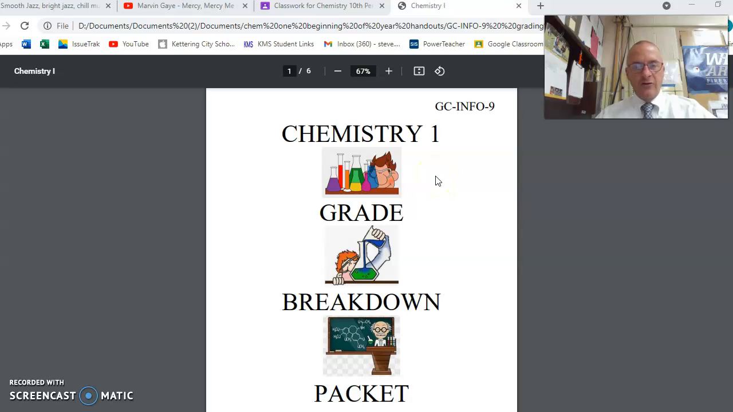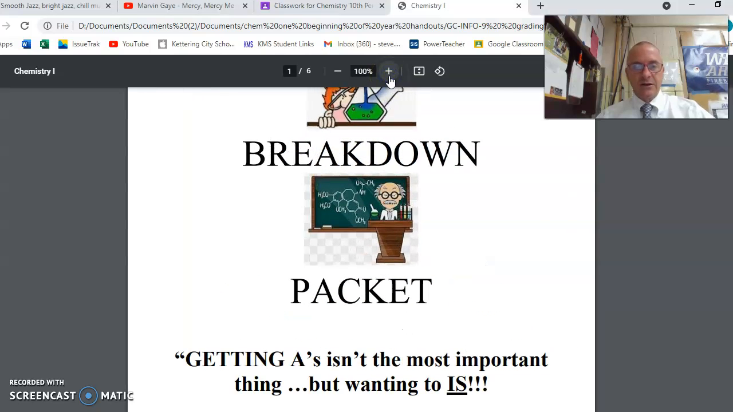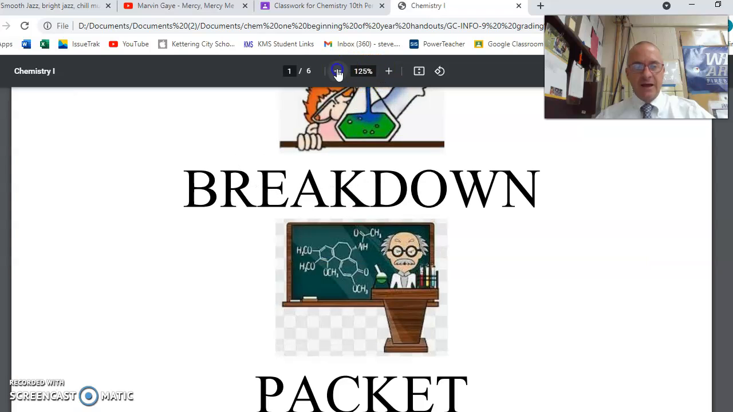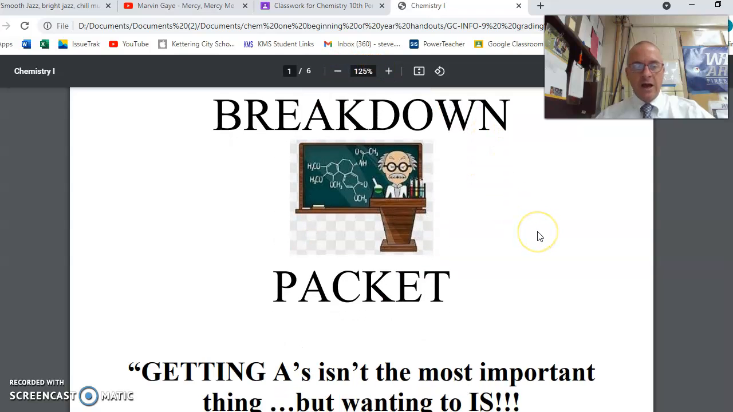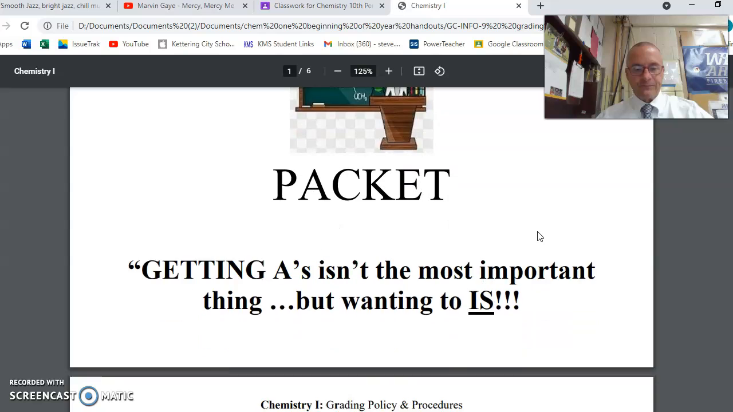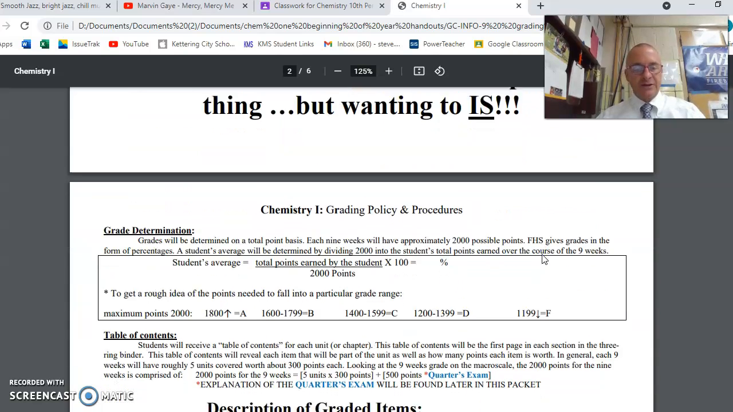Let's take a look at how we grade in chemistry. And it's important to start off saying getting A's in a class is not the most important thing, but wanting to definitely is. Anytime you take a class, you'll want to try to get the highest grade that you can get. That is your goal, I hope. And if it is not, then we might need to talk a little bit about the college prep path. Getting A's isn't the most important thing, but wanting to is.